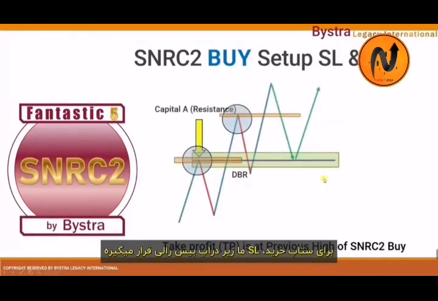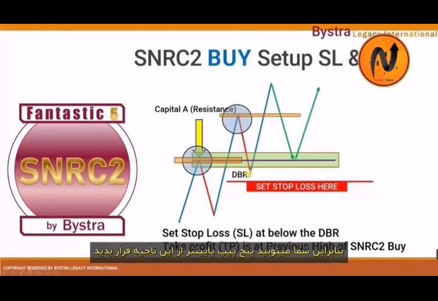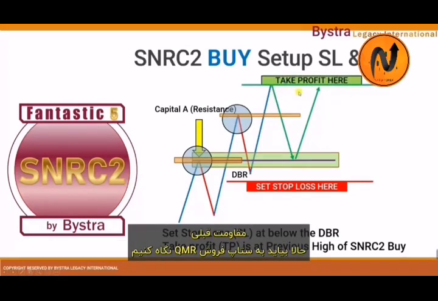For the buy setup, our SL would be set below the drop base rally. So you can set it 5 pips below this area. And our take profit will be the previous high of the SNRC2 setup, which is here, the previous resistance.